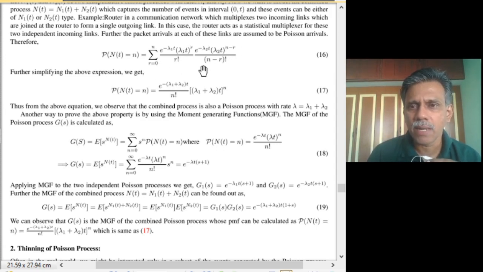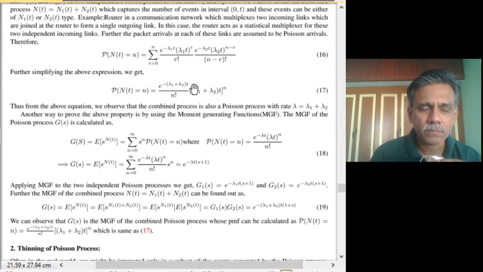So this is nothing but a binomial expansion of the term lambda 1 plus lambda 2 into t. Lambda 1 t plus lambda 2 t whole power n is the sum over r from 0 to n of nCr lambda 1 t power r lambda 2 t power n minus r. So we can write it like this.